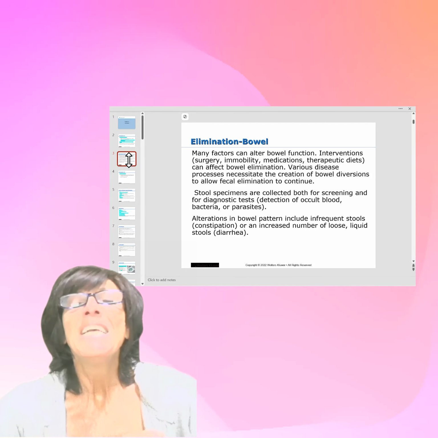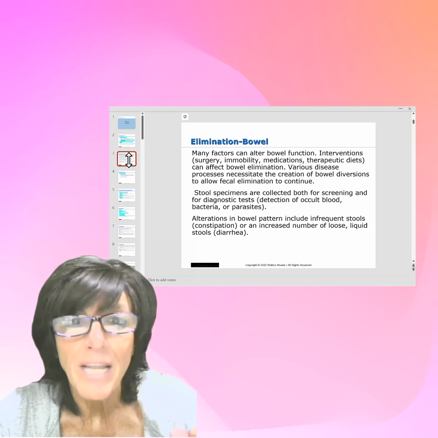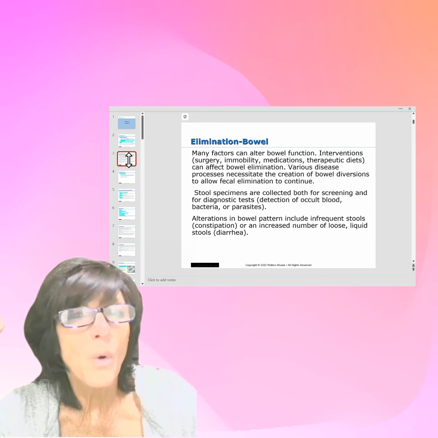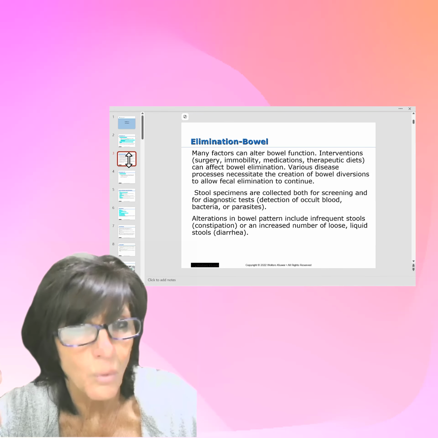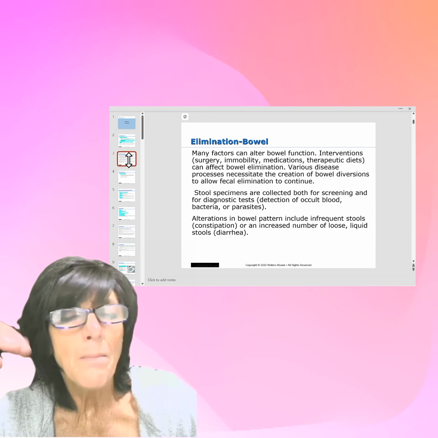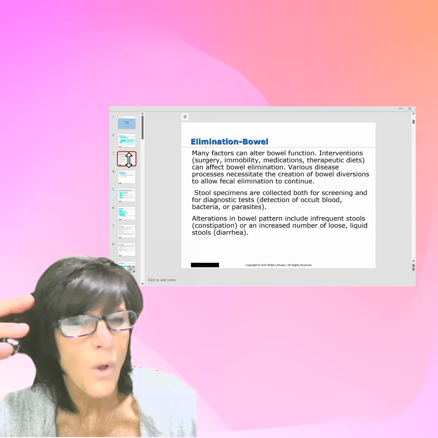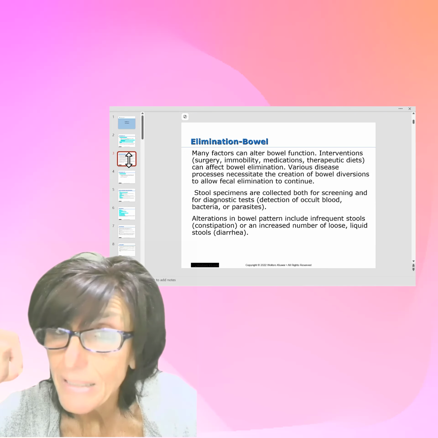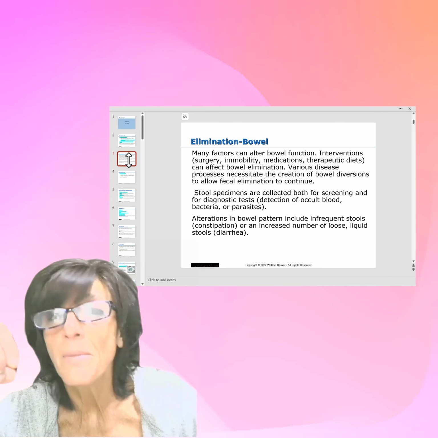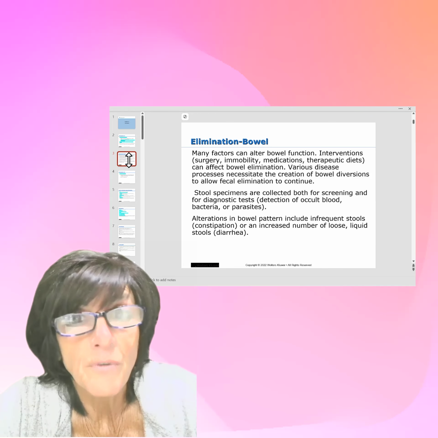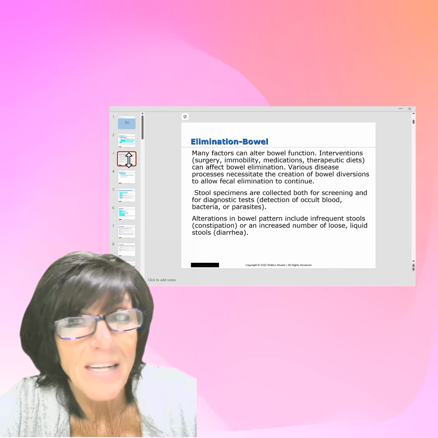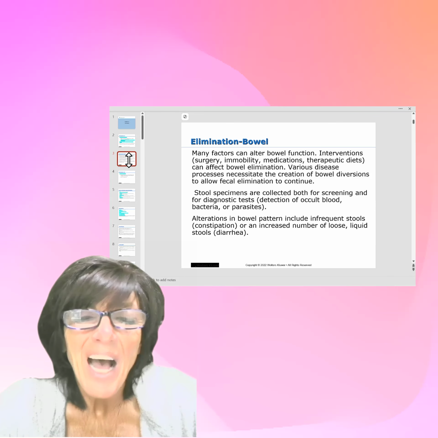What does that mean? The word occult means secretive or hidden blood. So you don't want to be so worried about seeing frank red blood in stool. Usually that's a hemorrhoid. But when you have black tarry stools, often that is a sign of a lower GI bleed. So we can do a stool specimen and check to see if there's hidden blood. We can also look for bacteria and we can look for parasites. You heard me, parasites, things like worms.